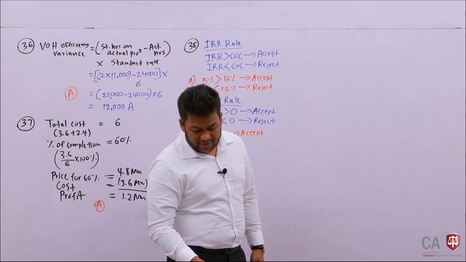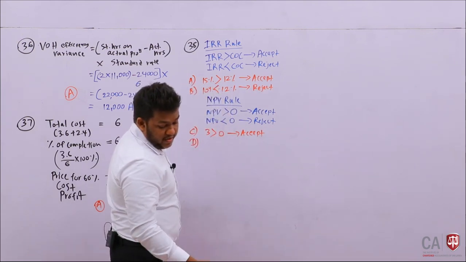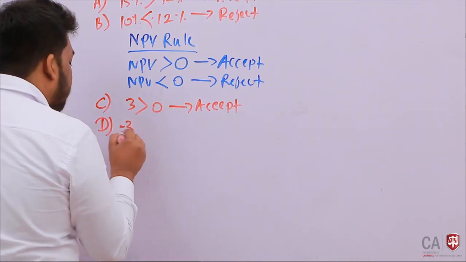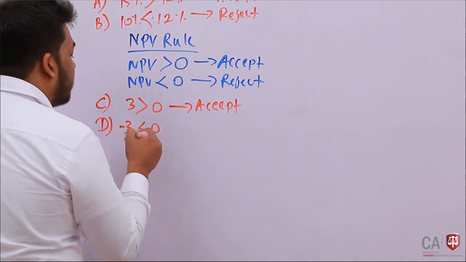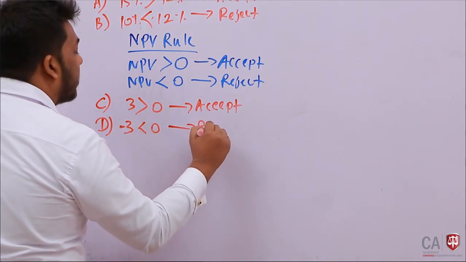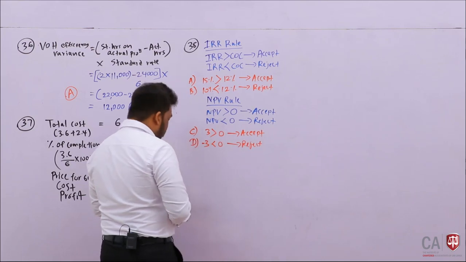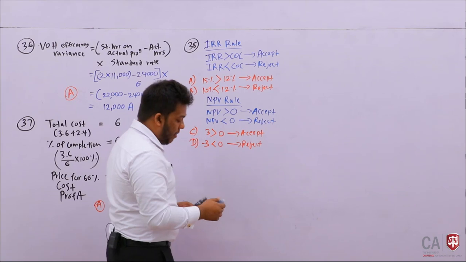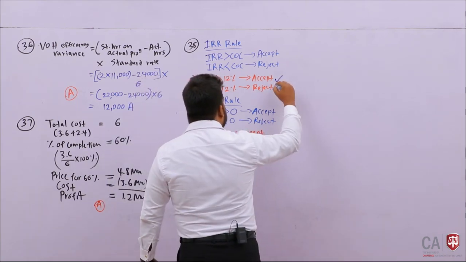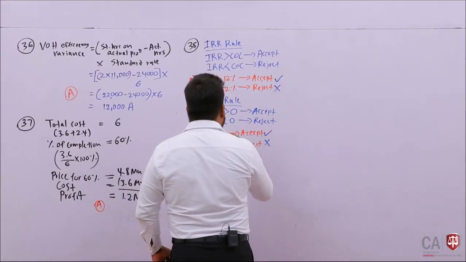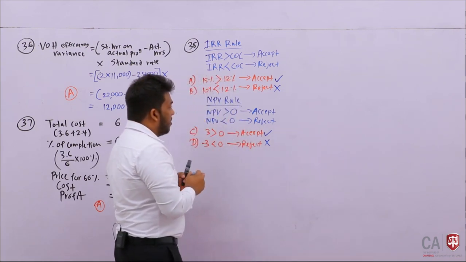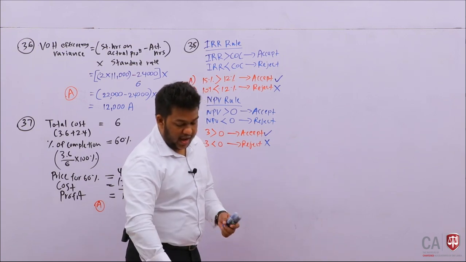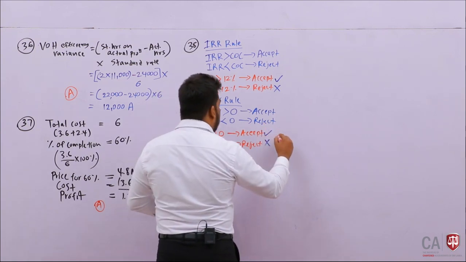D gives a present value of future cash inflows of rupees 12 million, whereas the initial investment is 15 million, which means this is minus 3. So this is lower than 0. This is rejected. So what are the feasible projects in alpha? This is accept, this is reject, this is accept, this is reject. So A and C would be the feasible projects. So in this case, project A and project C, where the answer is A.